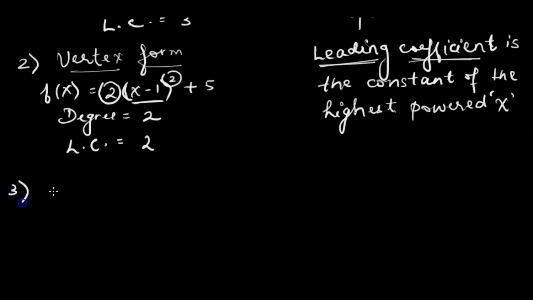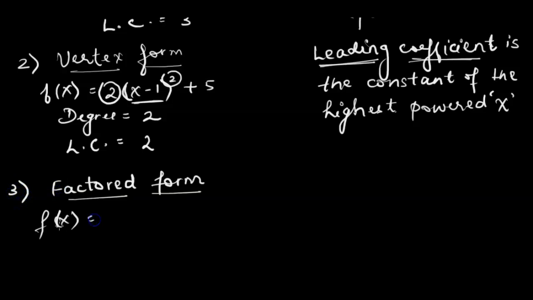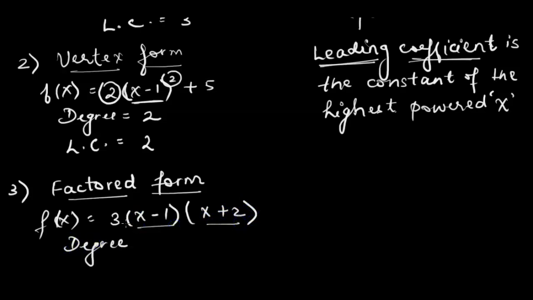Next is the third form, that is factored form. Let's say the question is f(x) equals 3(x minus 1)(x plus 2). If we want to find the degree, we see there are two brackets that are separated by a multiplication sign. So these are not separate terms. This is all one term. Whenever the question is given as one term, we add up the powers of each bracket to get the degree. So here we would add up 1 plus 1, that is equal to 2. Therefore, the degree is 2.